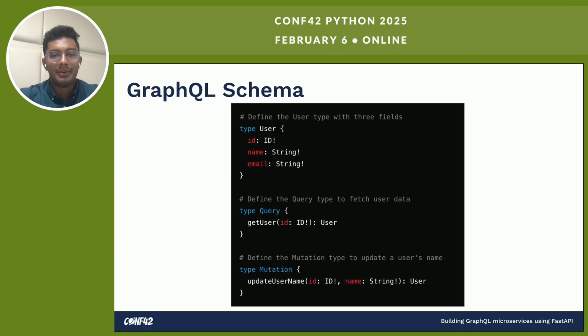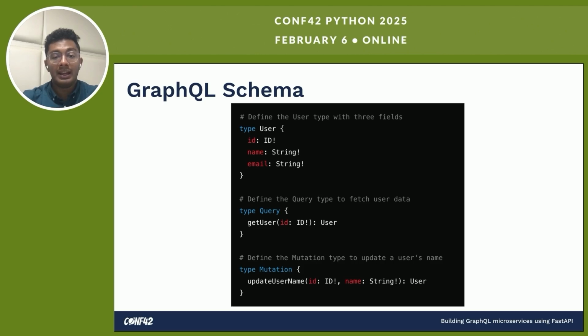Next is the GraphQL Schema. Think of the GraphQL Schema as the blueprint of your API. It defines the types, fields, and relationships that are available to the client. The schema uses schema definition language, SDL, to describe the data. Let's start with a simple example, a user type. In GraphQL, we use the type keyword to define the data structure. Here is how we define the user type in our schema.